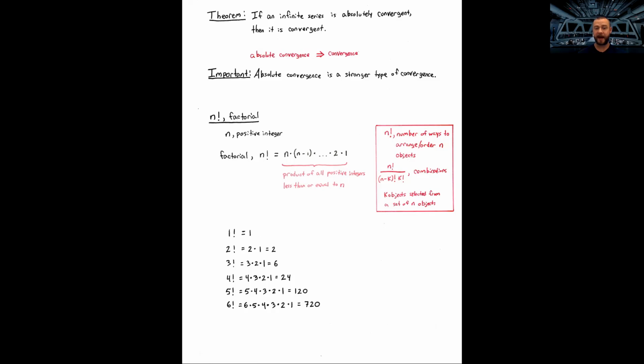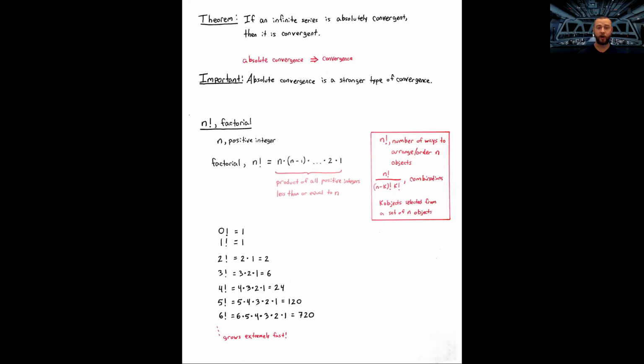You can probably see the pattern here. 3 factorial, we define that to be 3 times 2 times 1, which is 6. And then the terms quickly grow from there. 4 factorial is 24. 5 factorial is 120. 6 factorial is 720, and then they just start to grow very fast beyond that.